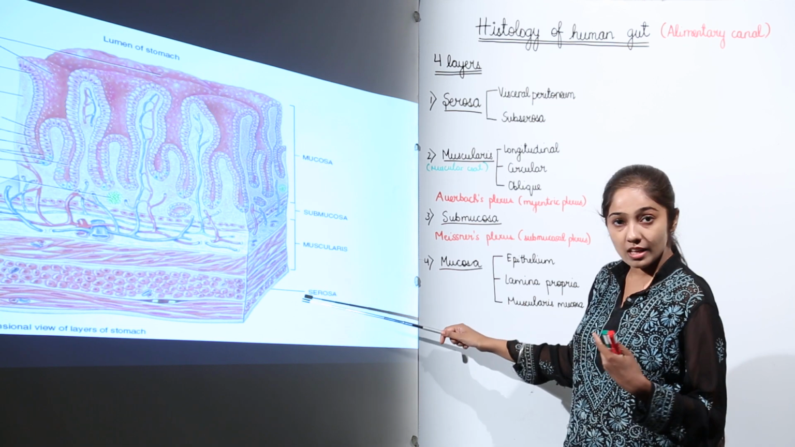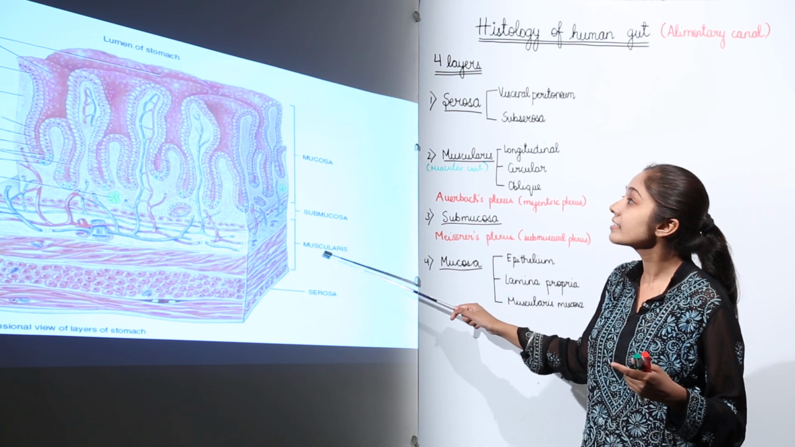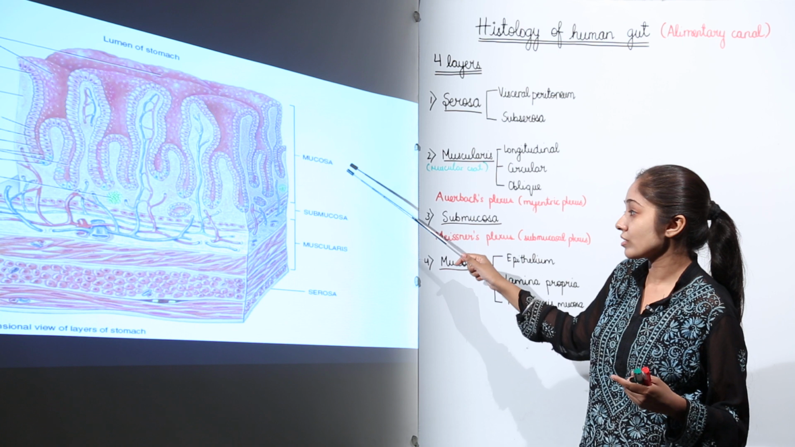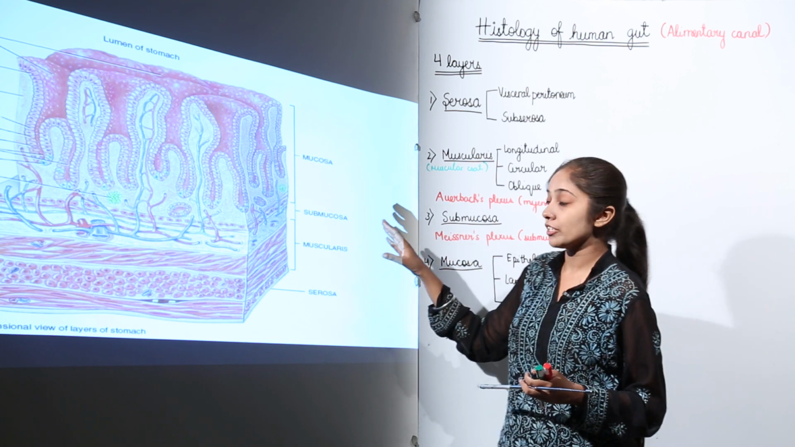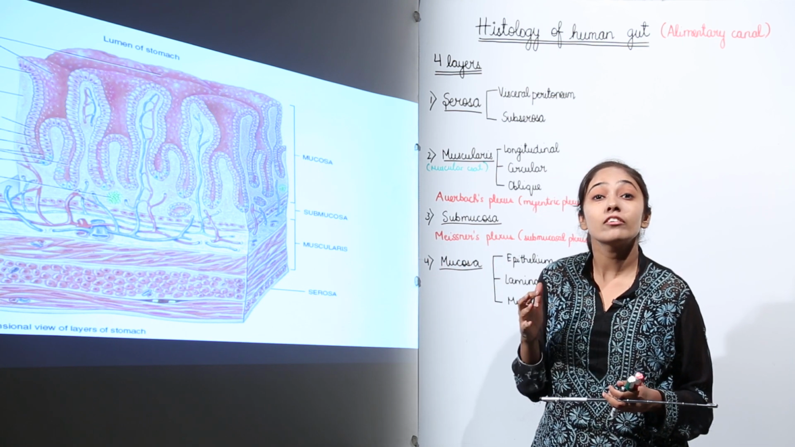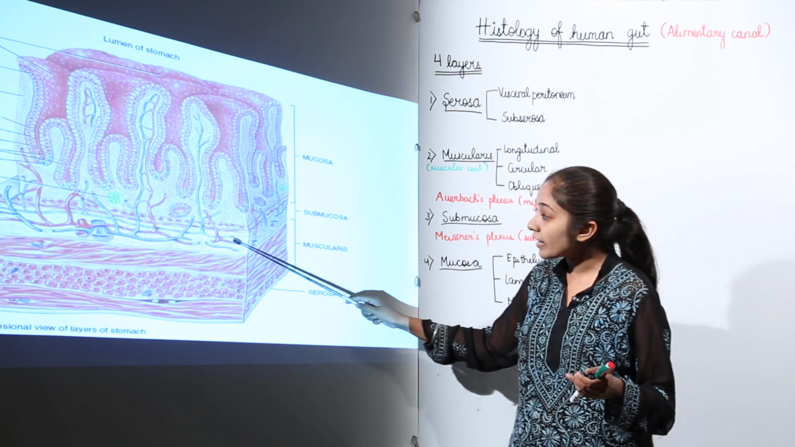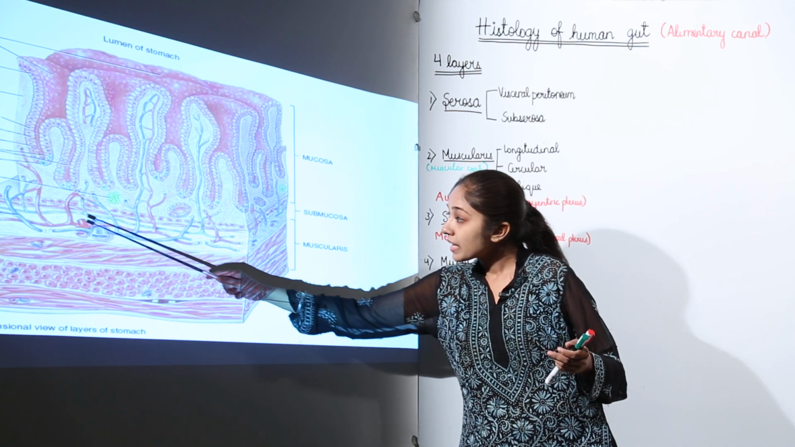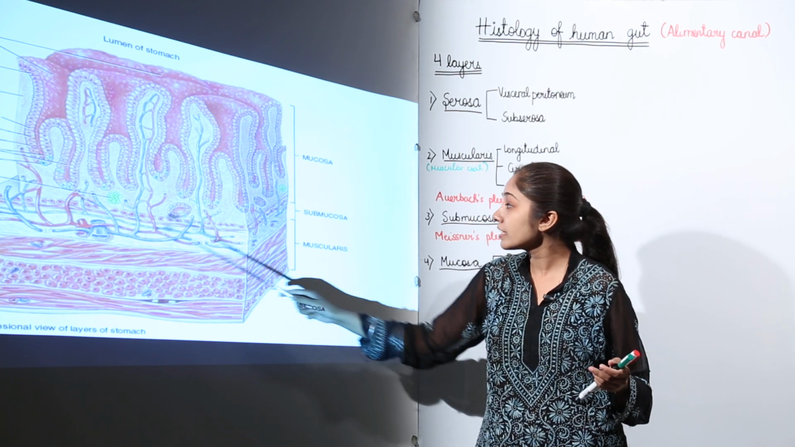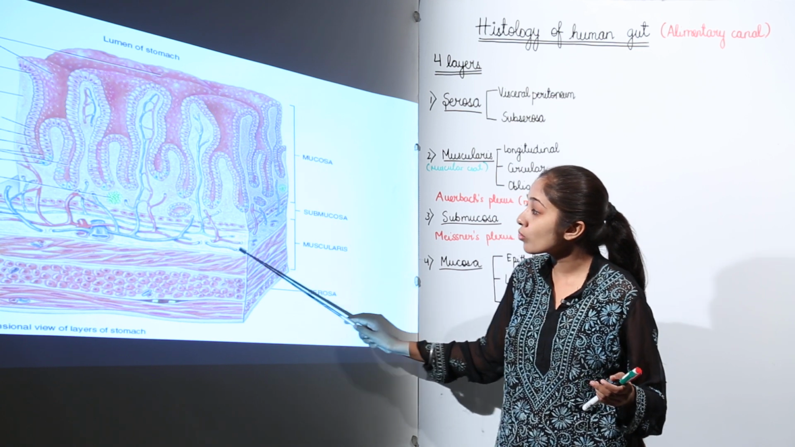So we have serosa, then we have muscularis, submucosa and mucosa. Now in this image, where can you see the blood vessels? Well, you can see the blood vessels and lymph vessels over here. So where is this region? This region is the submucosa part.